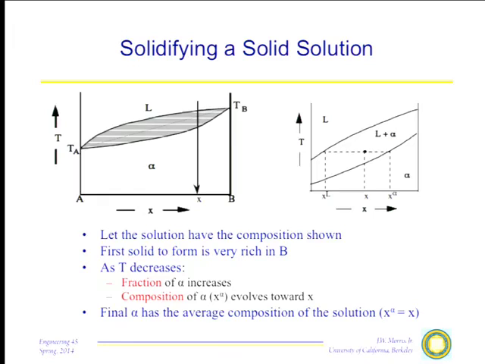But note that as I come through the two-phase region, I get a composition deviation, which can be rather large. The composition of the alpha can be quite different from the composition of the liquid, and the lever rule gives you the mole fractions. Now, the ways I can use that.